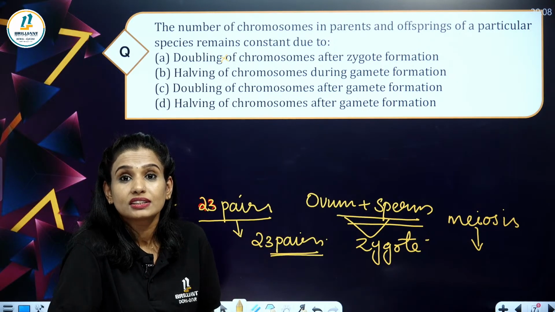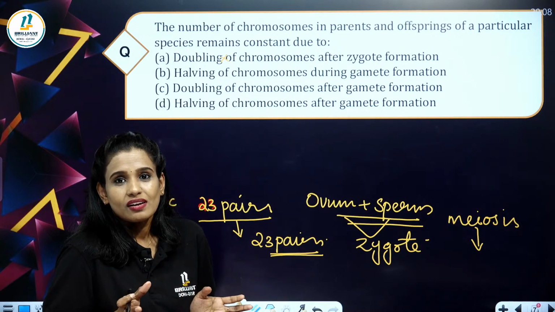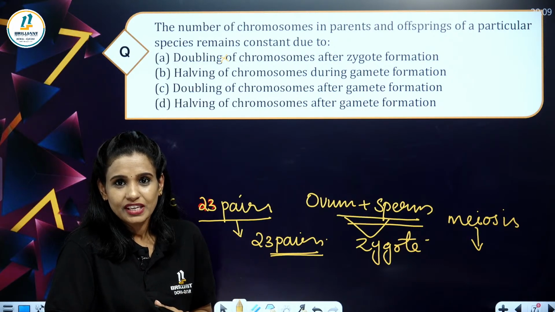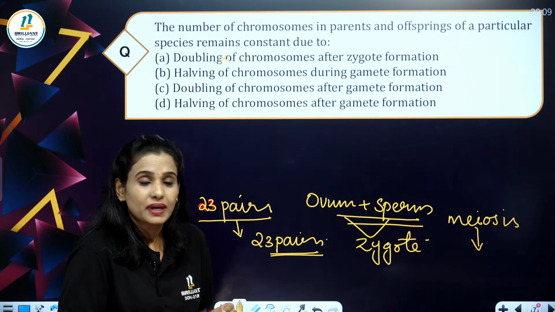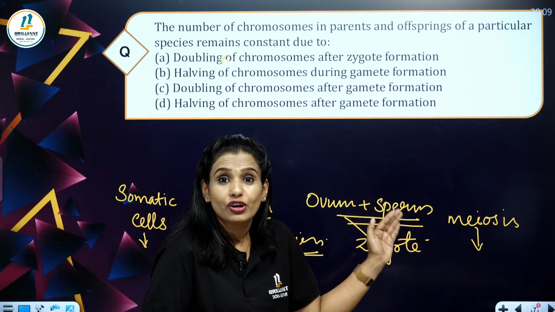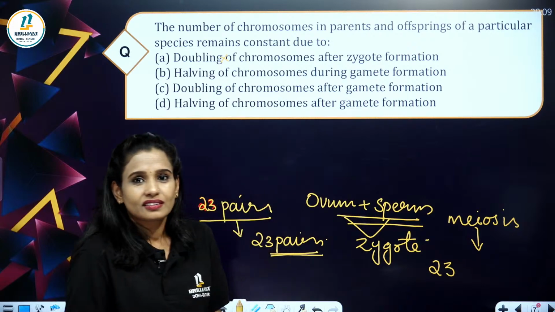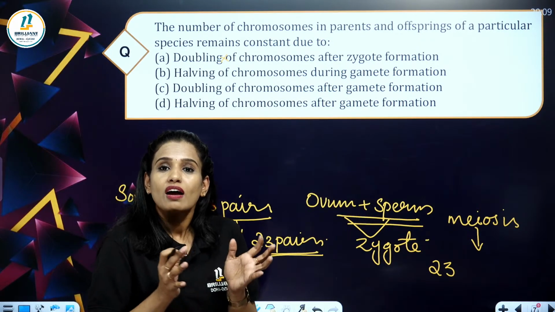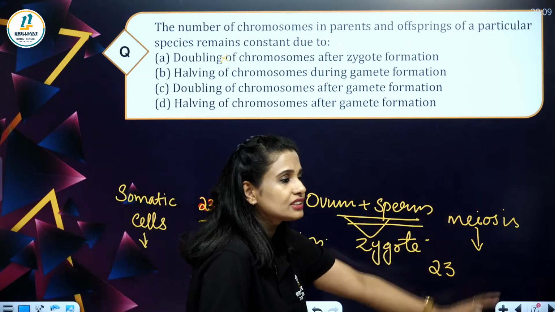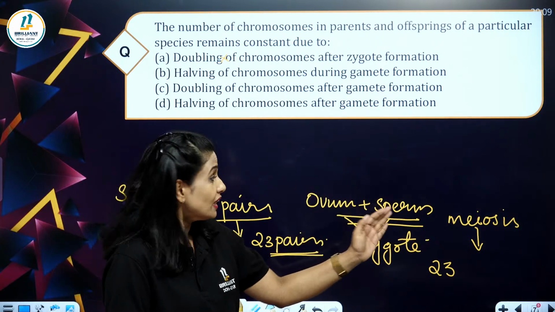What will happen during meiosis? The chromosome number will become half. It is a reduction division in which the chromosome number, if it is 23 pairs of chromosomes, will become only 23. So the chromosome number will become half during meiosis. So in ovum and sperm, meiosis is happening.